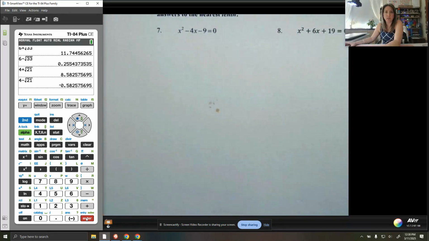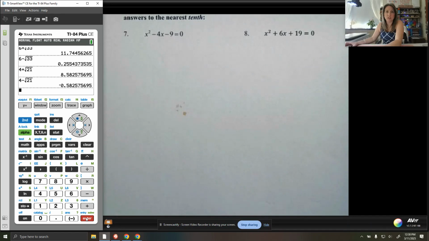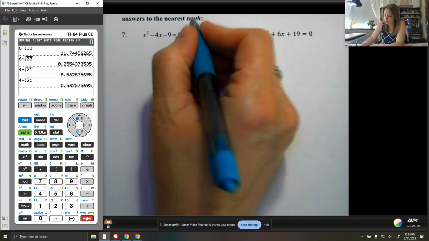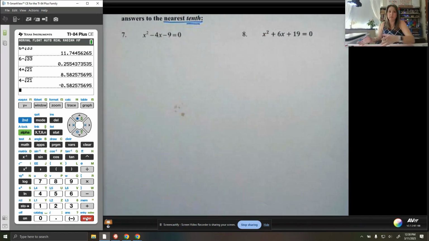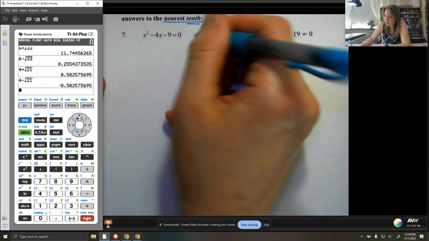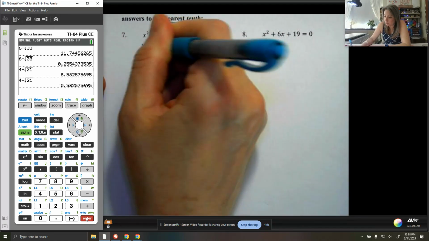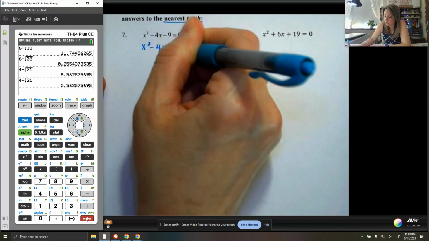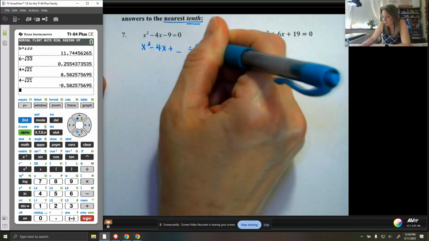I'll do 7, you'll try 8. These are answers to the nearest 10th. So this is telling me that radicals aren't where I stop. I actually have to plug into my graphing calculator. I start by adding 9 to both sides. I get x squared minus 4x plus blank equals 9 plus blank.